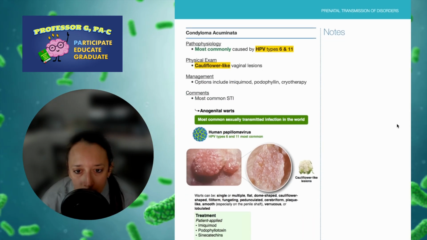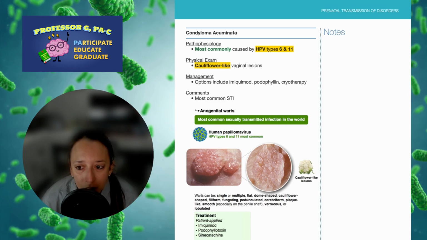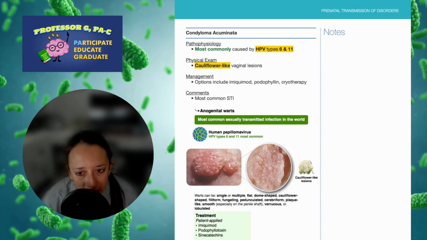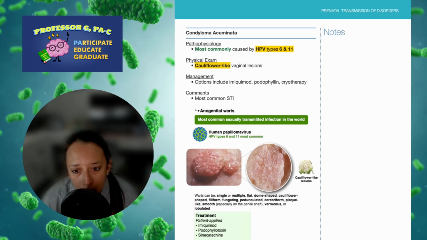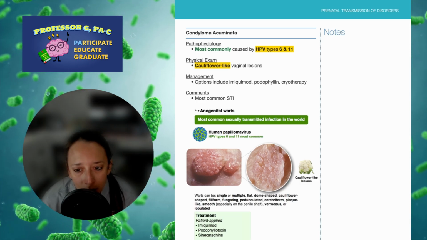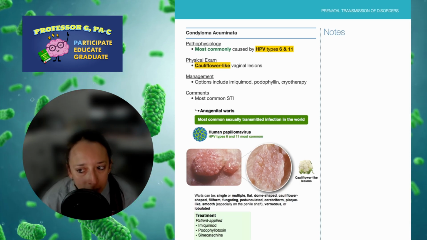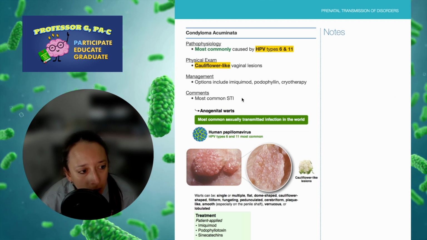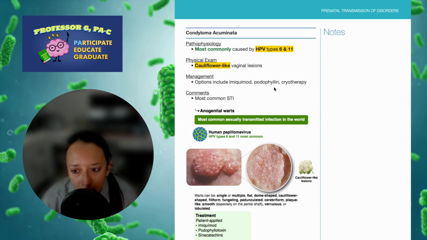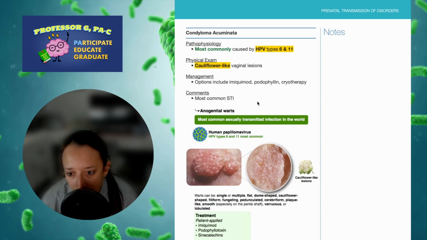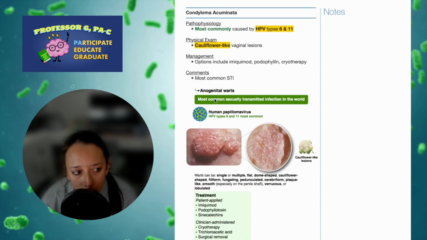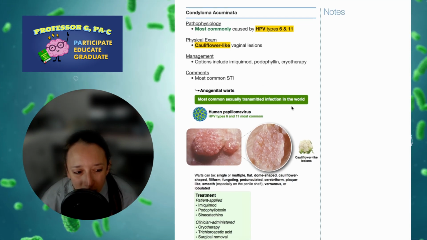Next up is condyloma acuminata. This is caused by HPV type 6 and 11, which are the non-oncogenic strains. They usually present with a cauliflower-like wart on the vulva, vagina, cervix, or perineum. Treatment options include imiquimod, podophyllin, or cryotherapy. And it's the most common STI we see, the most common sexually transmitted infection in the whole world.